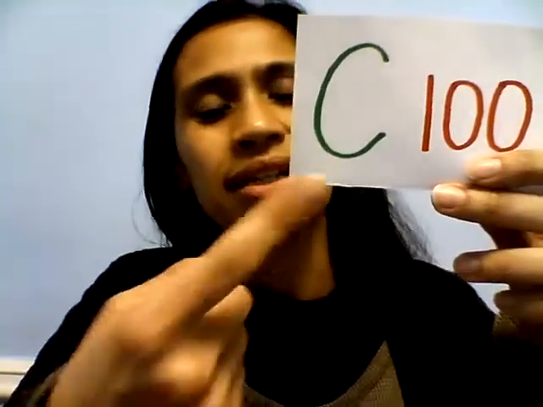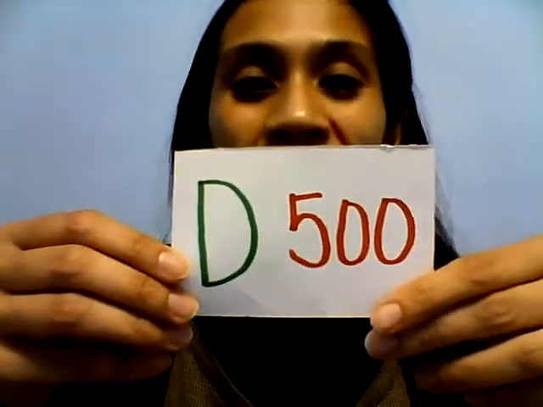Okay, and then to show 100, you use a C. That represents 100. And then D is 500. D stands for 500. And the last Roman numeral we have represents 1,000. Do you know what letter they use to represent 1,000? M.